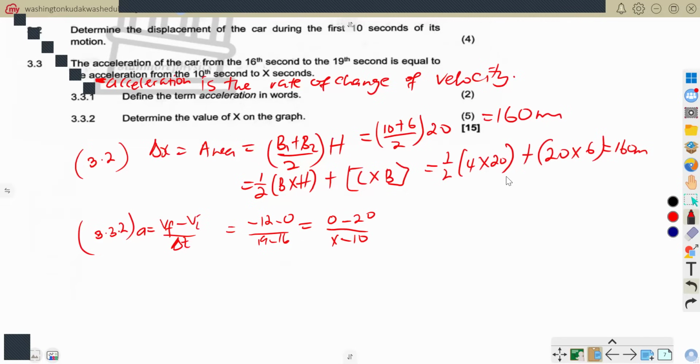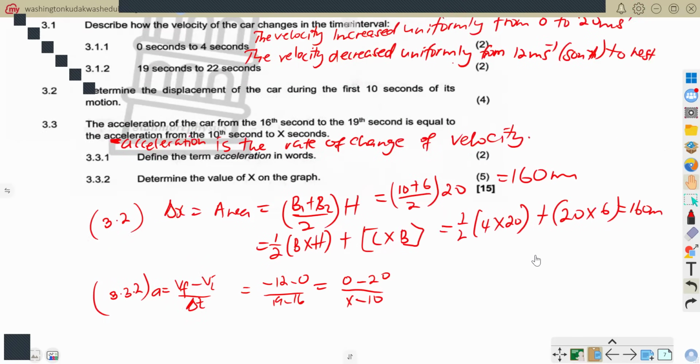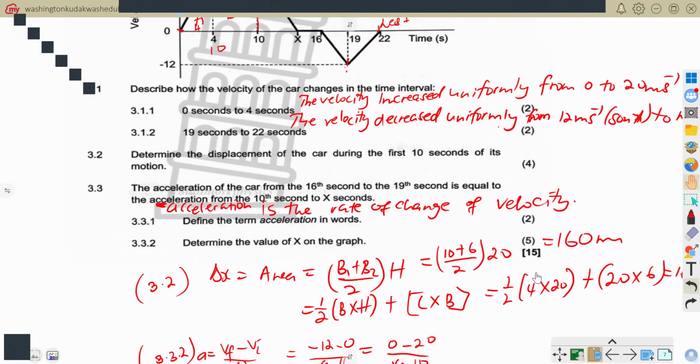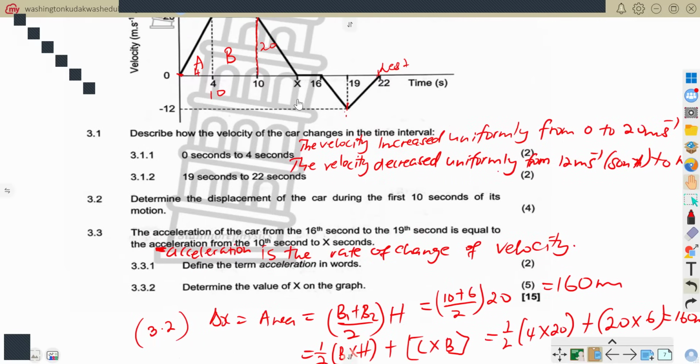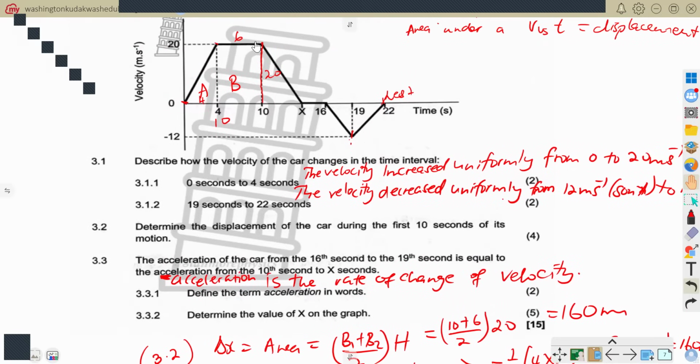So from our information, let's go back and see if everything tallies. You can see that we are saying this is the final velocity here, negative 12 and 0. And then here we have 0. And then our initial velocity was 20. So we said negative 12 minus 0 divided by 19 minus 16. And then we have 0 minus 20 divided by x minus 10.